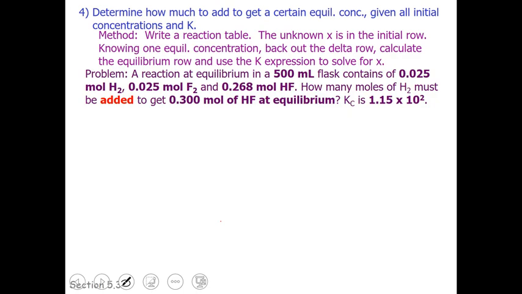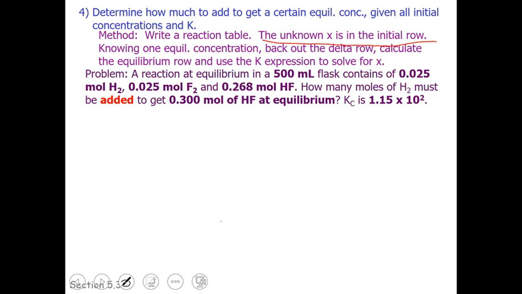So our method to solve this is to write a reaction table. Now, most of the time, you're accustomed to the unknown X in the delta row. But since we are trying to find out how much to add, we need to put X in the initial row. Since we know one equilibrium concentration, we can figure out the values on the delta row, calculate the equilibrium row, and use the K expression to solve for X.